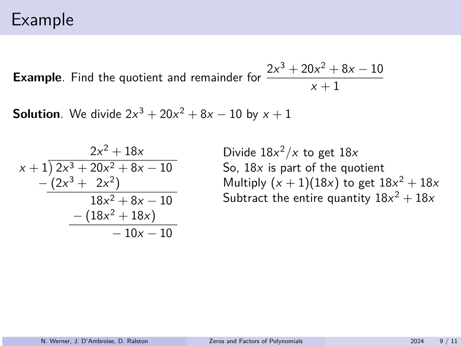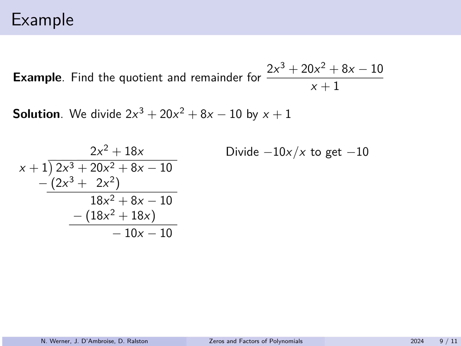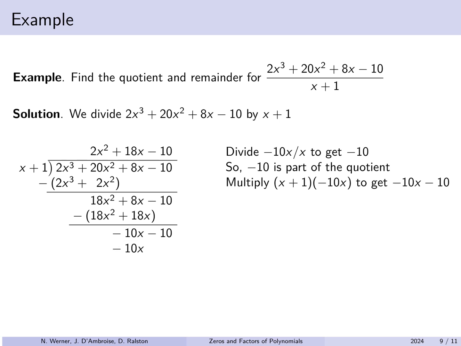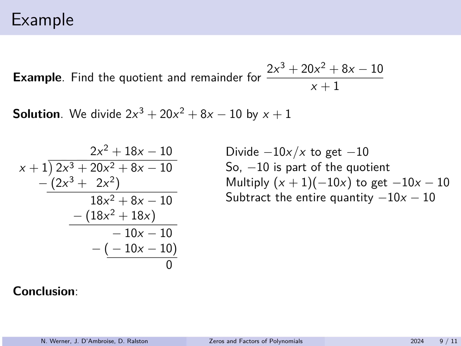Okay, can we divide these? Sure, we've got degree 1 and degree 1, that's fine. Divide negative 10x by x, the x's cancel, we just get minus 10, so that goes in the quotient. Now we multiply that to get negative 10x minus 10, and observe that when we subtract this entire quantity, everything cancels and we get a 0. So the quotient is what we found up top, 2x squared plus 18x minus 10, and the remainder is 0.